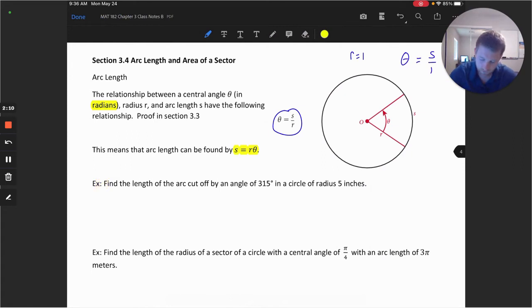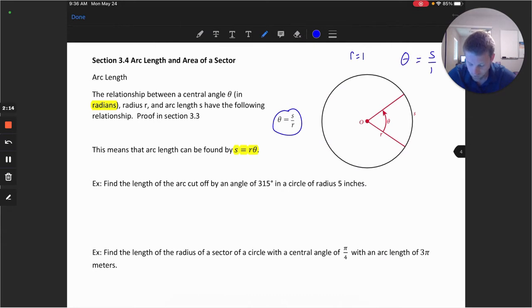So let's take a look at an example to work with this arc length concept. We'll take a look at the first one here. This says find the arc length, or the length of the arc cut off by an angle of 315 degrees in a circle of radius 5 inches. Okay, so we really have the two needed components for arc length, the central angle and the radius of our circle. But we do have to do one step in converting this angle from degrees to radians. So let's do that here.